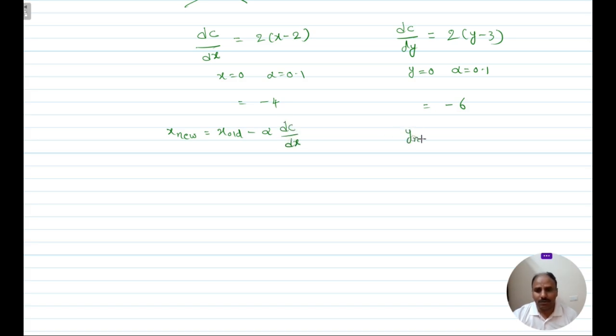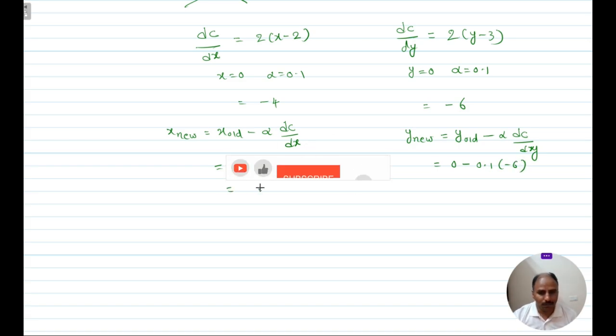And here y new equals y old minus alpha into dc by dy, sorry. Now x old is 0, minus 0.1 times minus 4. And here 0 minus 0.1 times minus 6. So you will get 0.4 here and 0.6 here. Now these are the new values. Now again repeat this operation up to a certain number of iterations. I am writing direct answers. First, x1 is 0.4.